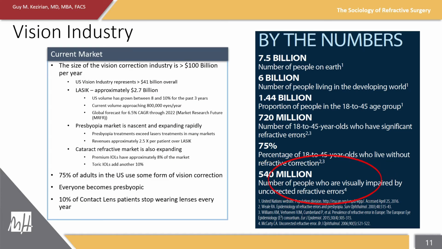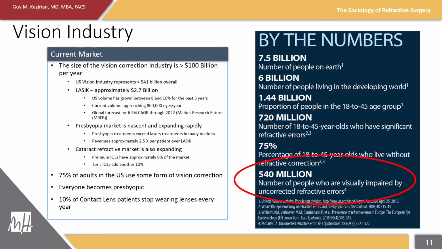Today's vision industry is quite large. On a global scale, it's over $1 billion per year in US dollars. The US vision market is about $41 billion, with a little over 5% of that, maybe 6%, being in LASIK. The presbyopia market for vision correction is nascent, but is expanding rapidly with the different technologies that are coming along. And of course, the cataract refractive market is also expanding with premium IOLs and different lens designs to allow for great vision without glasses after cataract surgery.